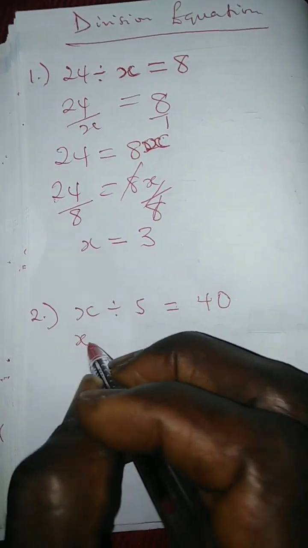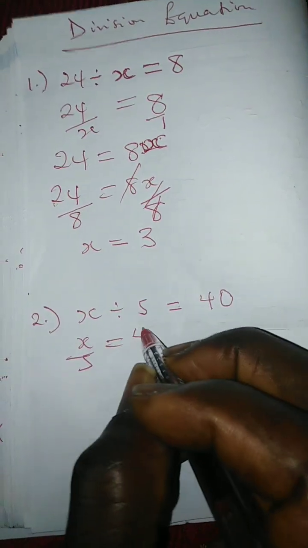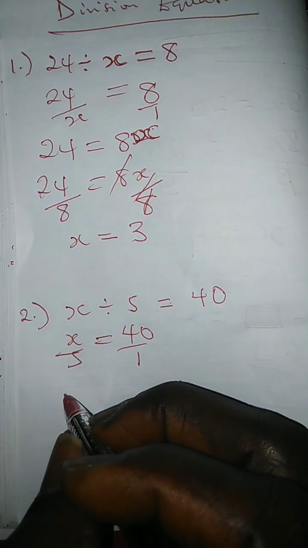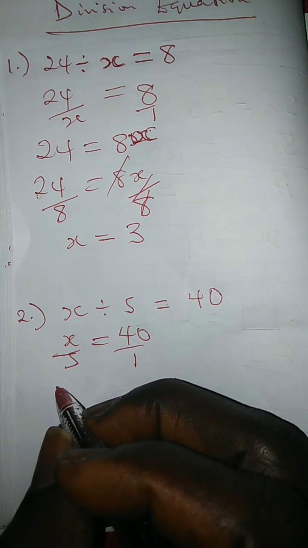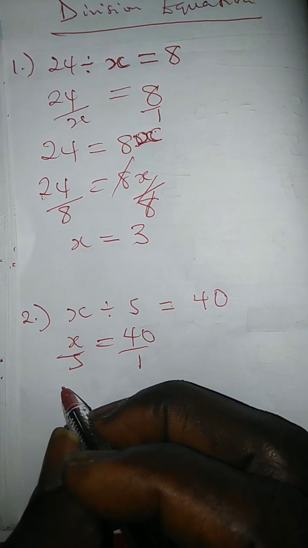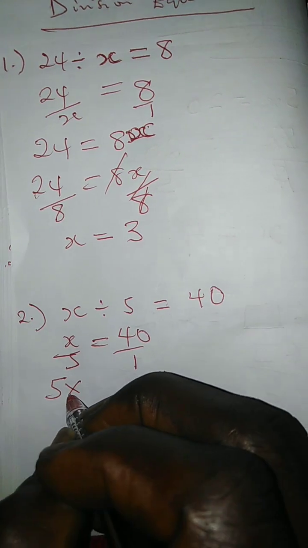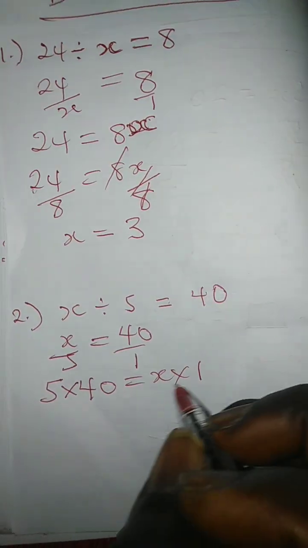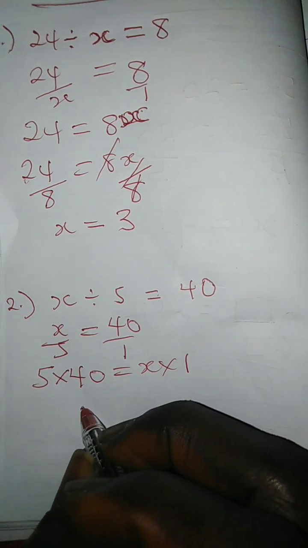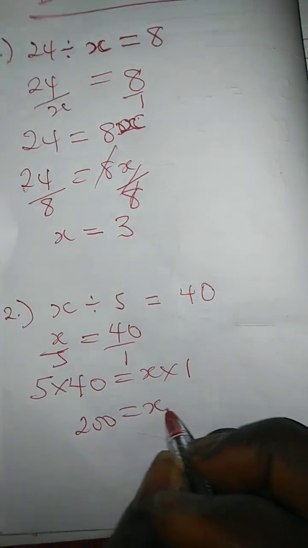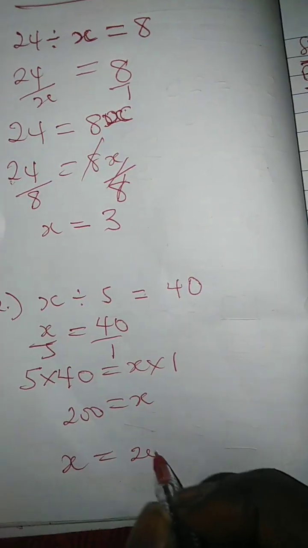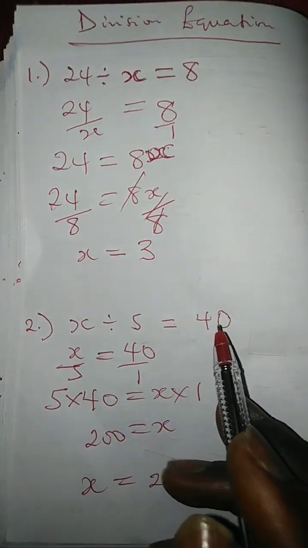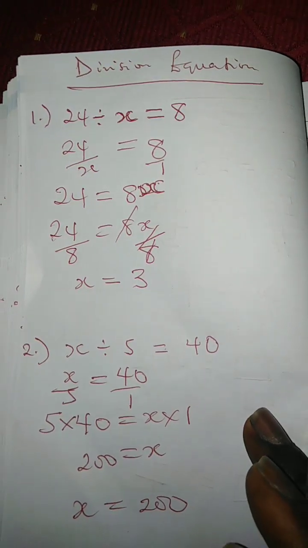I have x over 5 equals 40. Alright, so this will go like this. 5 times 40 equals x times 1. 5 times 40, that will be 200 equals x. So x will be equal to 200. Meaning 200 divided by 5 equals 40. So this is the division equation.